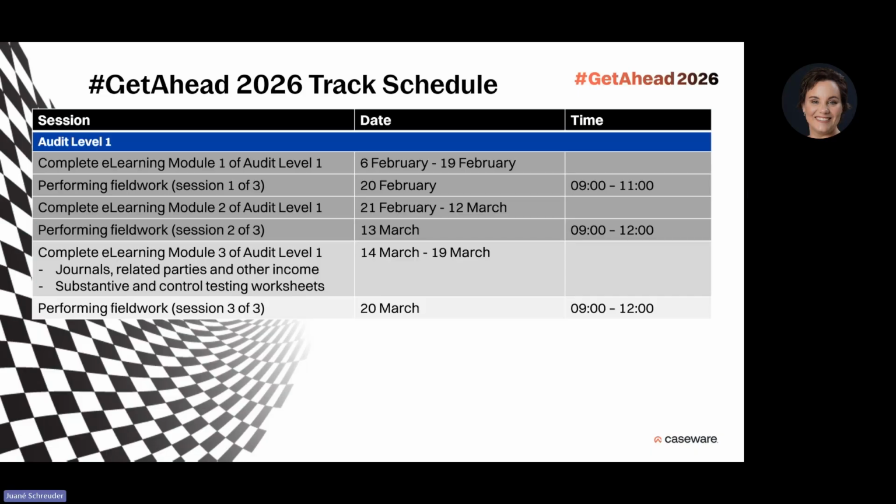But again, the e-learning has complete modules there to discuss how to audit the journals, the related parties, the other income, as well as substantive and control testing worksheets. Right, so that's for next Friday. Again, same time, same place. It will be 9 o'clock next Friday. You would probably have received your link already, but that's also for next Friday.